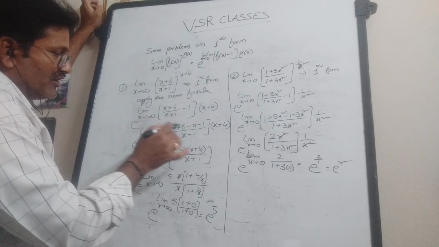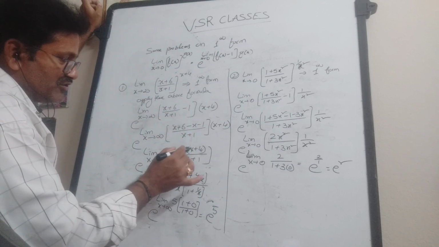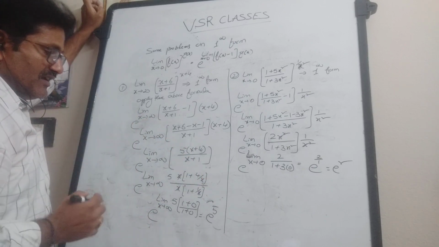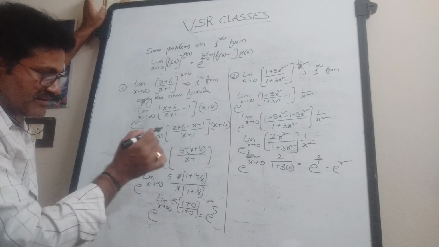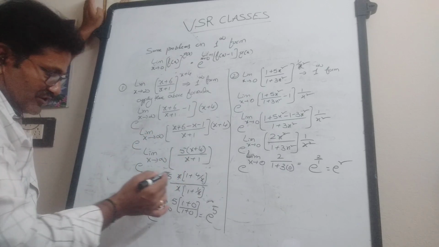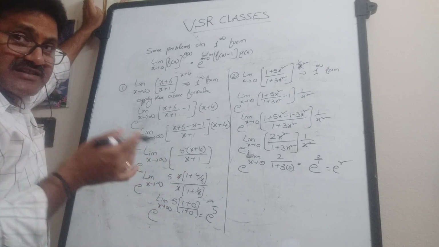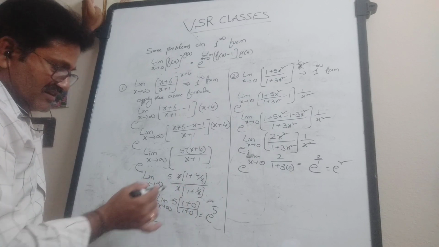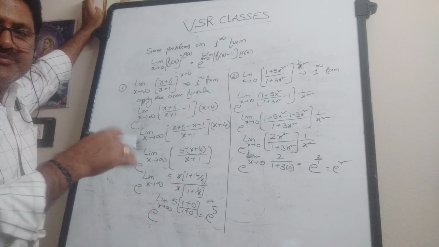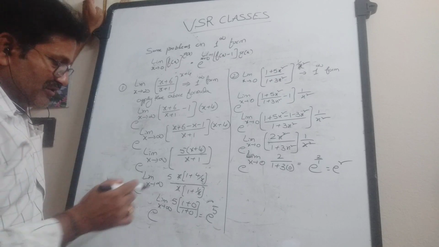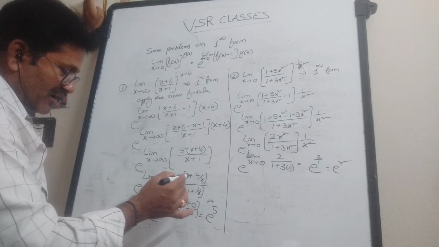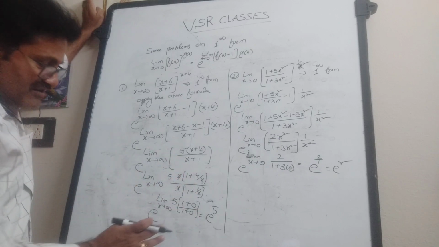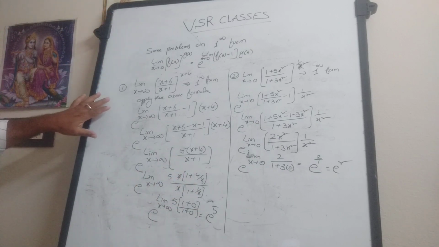Apply it, take the LCM, and you will get 5 into x plus 4 divided by x plus 1. Now take x common in the numerator as well as the denominator. Wherever it is not common, there it divides. So we get 1 plus 4 by x and 1 plus 1 by x. If you substitute the limit, it becomes 0, because 1 by infinity is 0. So you will have 5 into 1 plus 0 by 1 plus 0. e power 5 is your result for this problem.